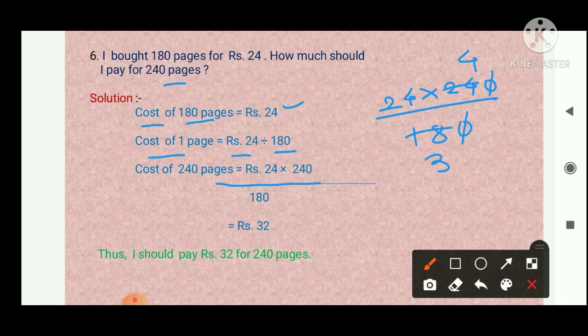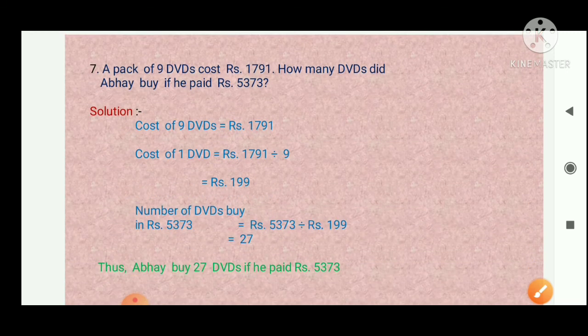Now we divide 24 by 3. 3 1s are 3. 3 8s are 24. Now remaining 8 and 4, we multiply. 8 4s are 32. So cost of 240 pages is 32 rupees. So answer is thus I should pay 32 rupees for 240 pages. Now see next word problem.